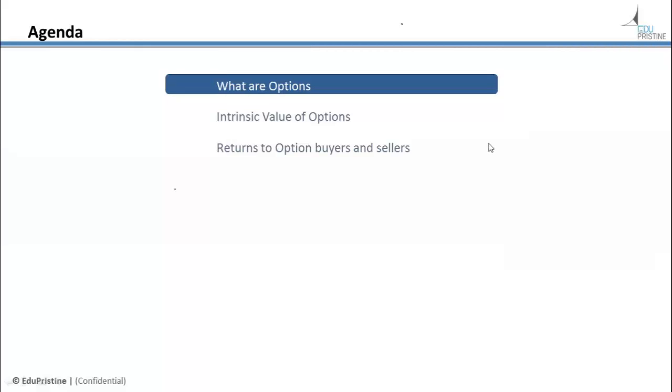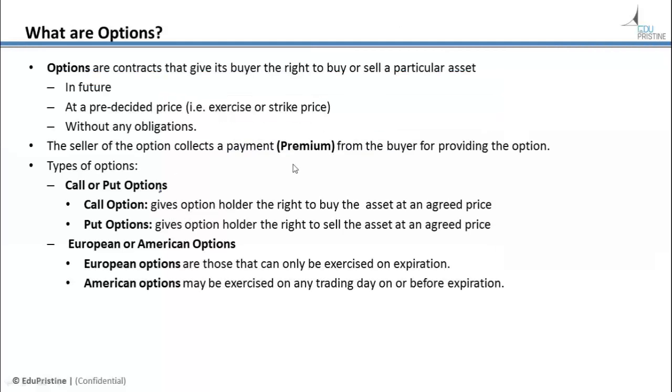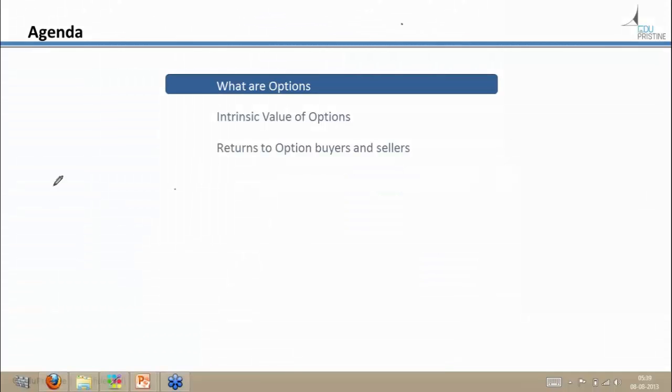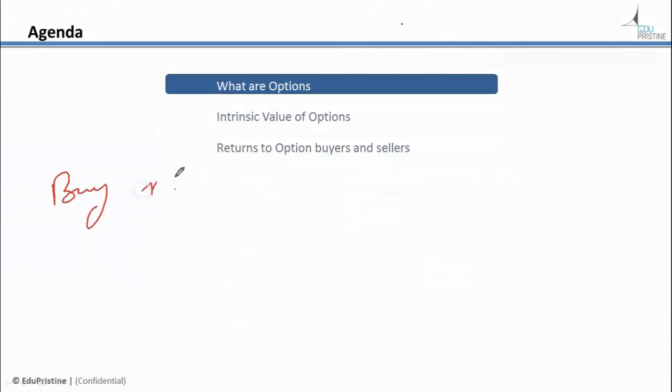Now, to start the discussion, we will first study what options are. What is the layman's meaning of options? An option is nothing but a right, a choice to do something. Similarly, in the financial world, it's a choice to do something. And what we do in the financial world is buy or sell. So it's a right to buy or a right to sell.